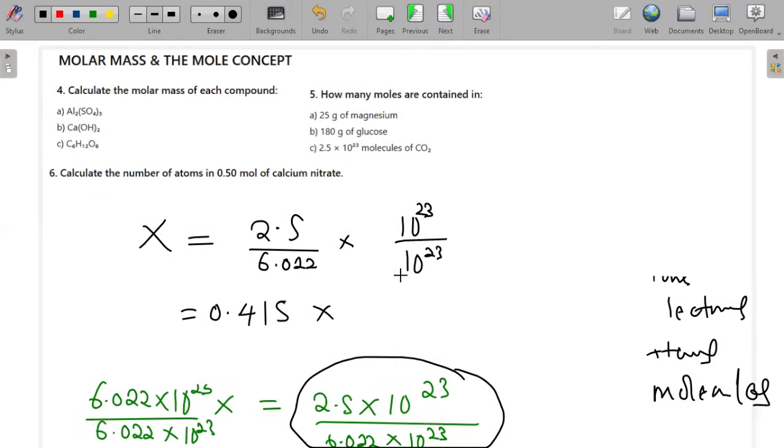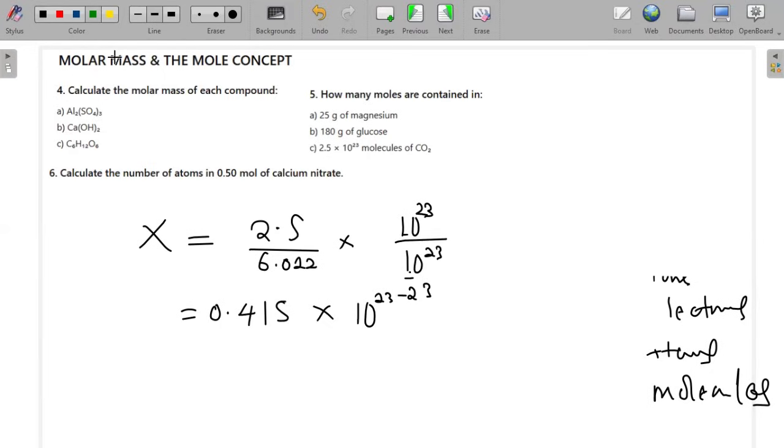Then multiplied by this one here. This is 10, this is 10. The base is the same. So it is 10, and then I can subtract the powers since I'm dividing them. Okay, so you see that those things are just going to cancel. We're just going to remain with 1. So this will be 0.415 multiplied by 10 to the power 0, which is 1. So I'm going to get the same answer.